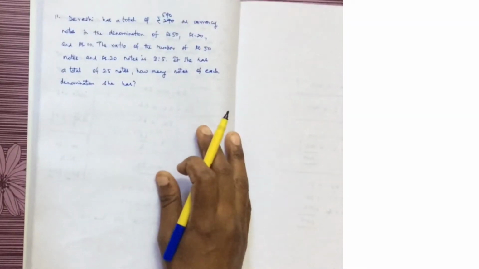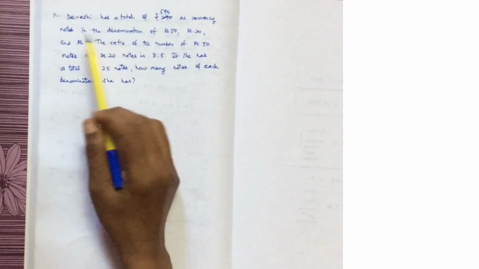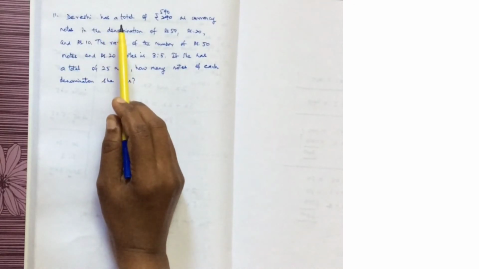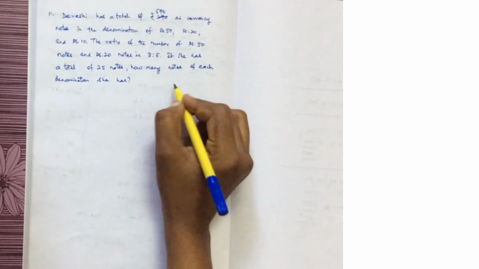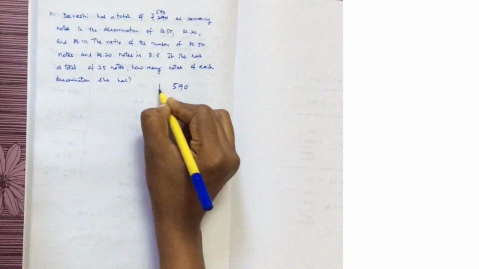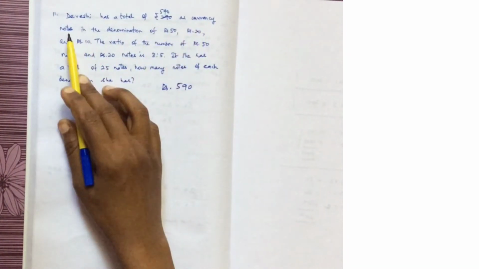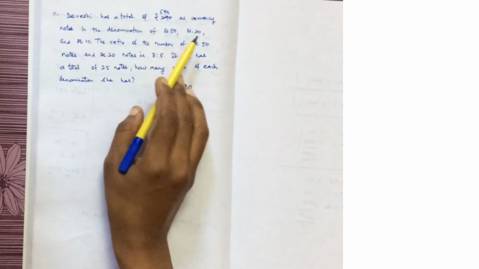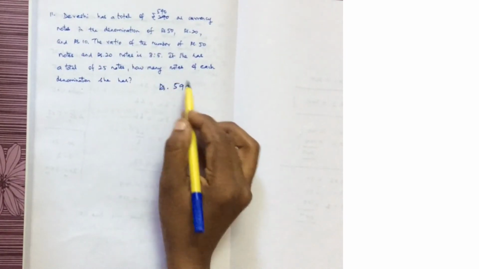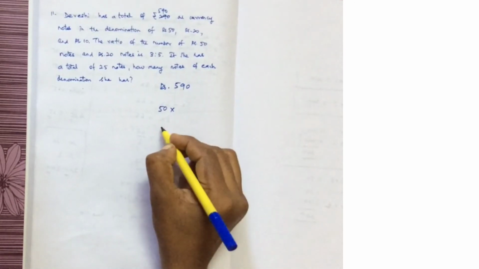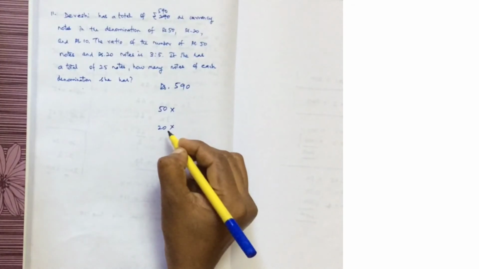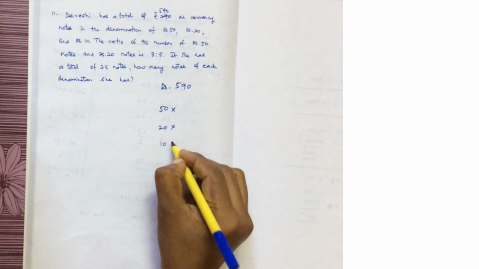So, okay, now we can read it again line by line. Devashi has a total of rupees 590. So the total amount she has is rupees 590. This is the total amount, as currency notes in the denomination of 50, 20 and 10. What does that mean? The total amount is 590. She has some number of 50 rupees notes, some number of 20 rupees notes, and some number of 10 rupee notes.